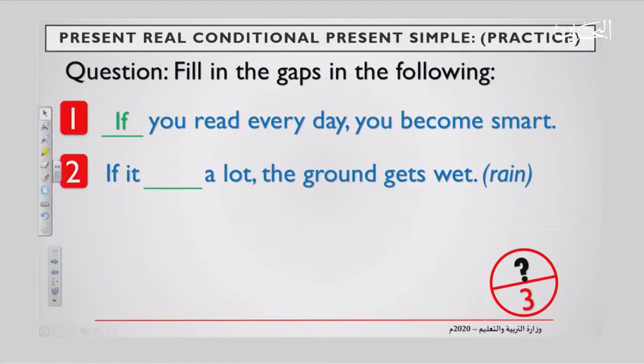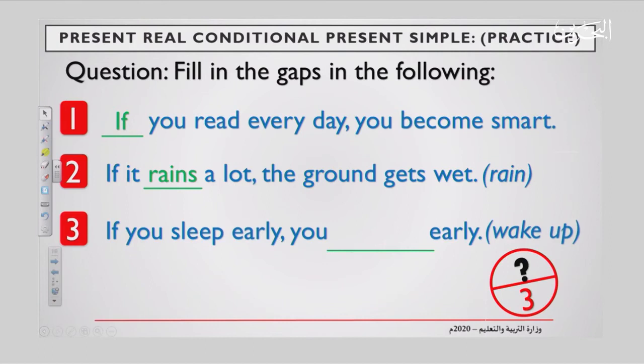All right, let's see the answer. If it rains, this is present simple. Number 3: if you sleep early, comma, you wake up early. All right, let's take a look. If you sleep early, you wake up early. So give yourself a mark out of 3.